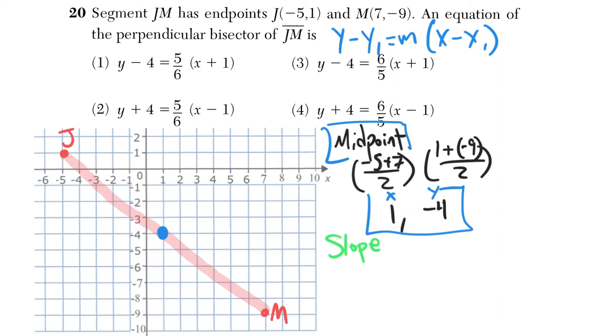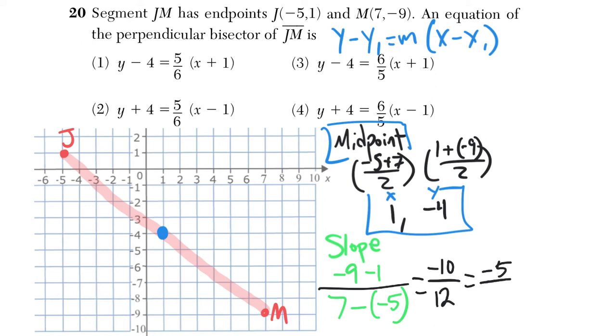So the change in y values is -9 minus 1 over 7 minus -5. And that gives us what? So -9 minus 1 gives us -10. And then 7 minus -5 gives us 12. So the slope of this equation simplifies to -5 over 6.